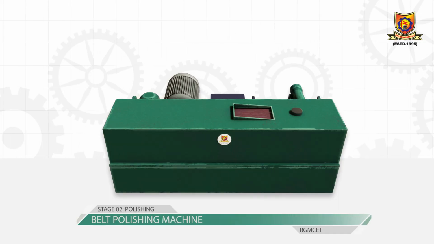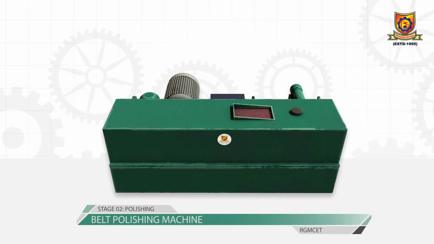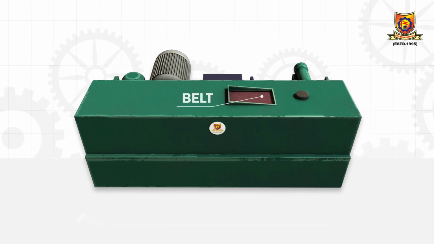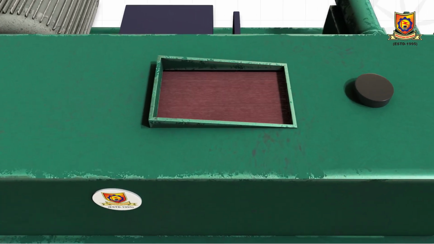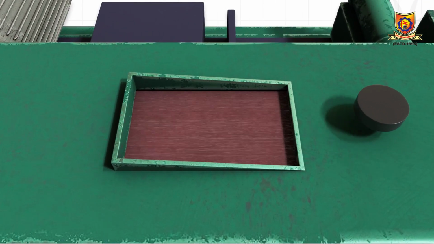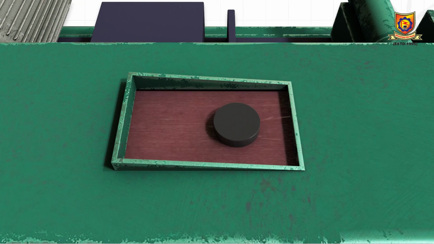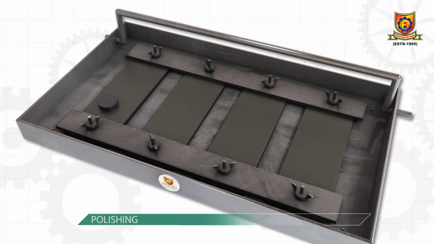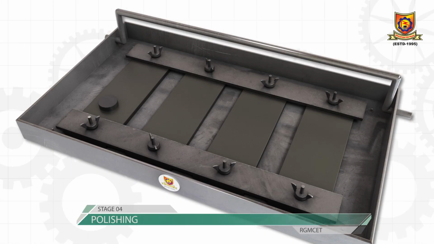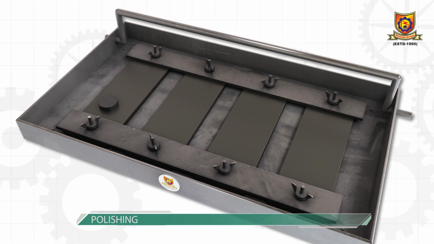So here we have one belt polisher. Here we have belts of different grit sizes. With this machine we can polish, or rather, we can remove the scratches and irregularities present on this specimen by doing this polishing operation on this apparatus.